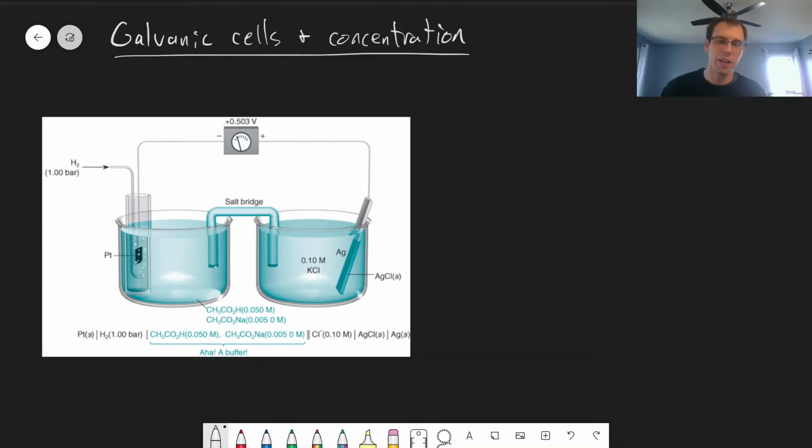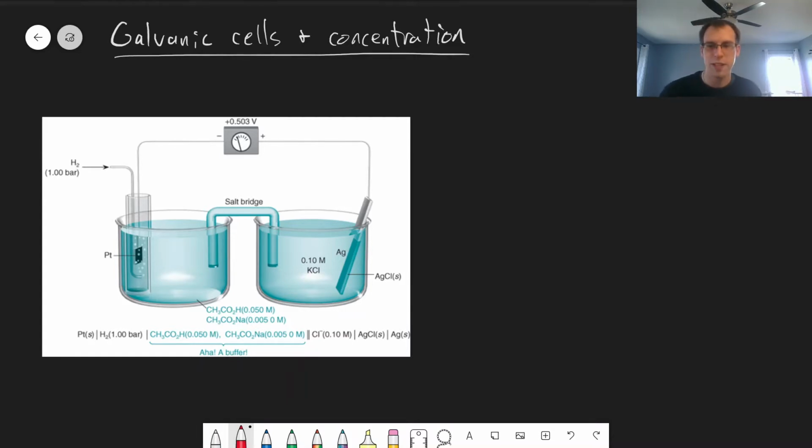The last topic I want to talk about here in chapter 14 is the idea that we're going to pursue a lot further in chapter 15 of how we can use galvanic cells to find concentrations. So let's consider the galvanic cell that's here. This is from your textbook. It's figure 14-10 if you want to check it out.